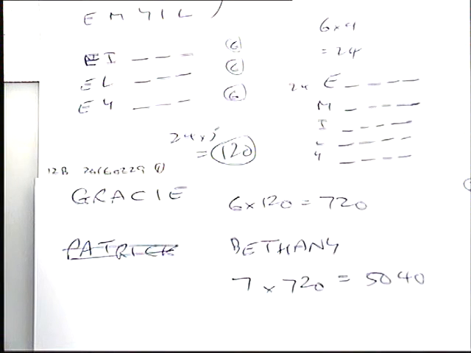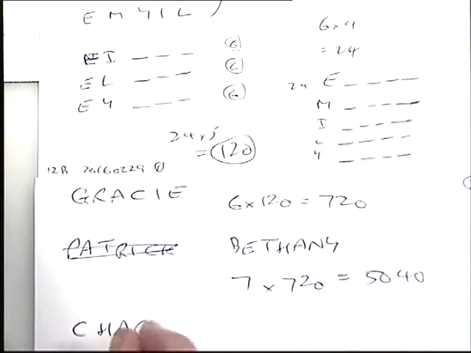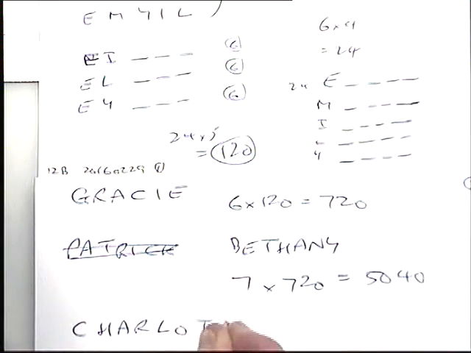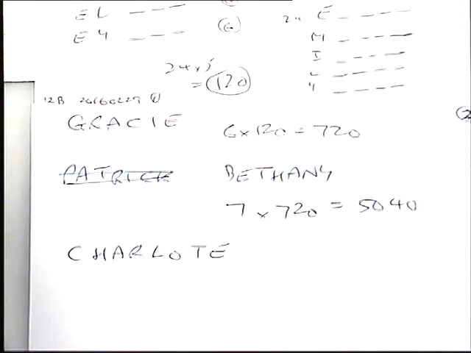5,040. That is correct. Now, I thought the next one, we have to apologise to Charlotte because we're going to spell her name wrong. Okay, Charlotte. I have just got 1 T in there for the time being.